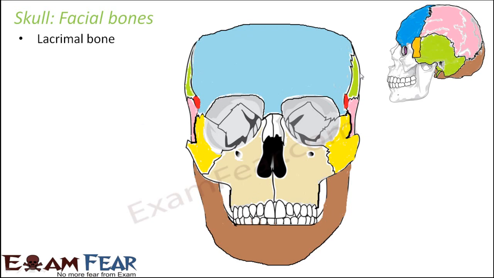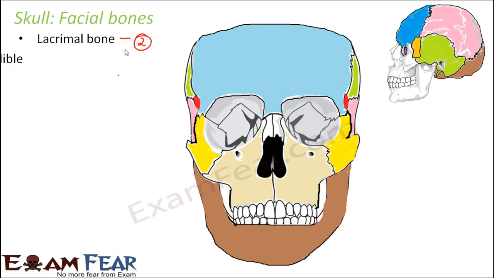So where is the lacrimal bone? It is somewhere here. This is the portion where the lacrimal bone is located. That is why you will be able to see it from the side view, because it is located lateral to the nasal bone, the bone of the nose. So this is the lacrimal bone, and there are 2 lacrimal bones, one on each side.